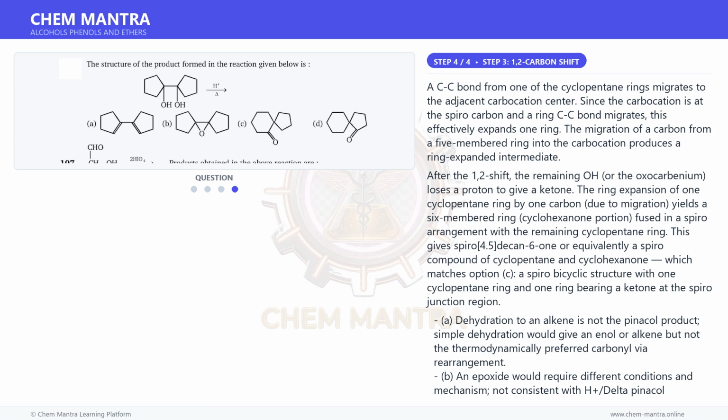A. Dehydration to an alkene is not the Pinacol product. Simple dehydration would give an enol or alkene but not the thermodynamically preferred carbonyl via rearrangement. B. An epoxide would require different conditions and a mechanism not consistent with H plus delta Pinacol conditions. D. Shows a different ring size combination or connectivity that does not match the ring expansion from 2 cyclopentane rings.